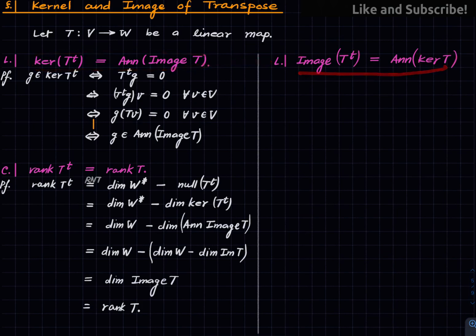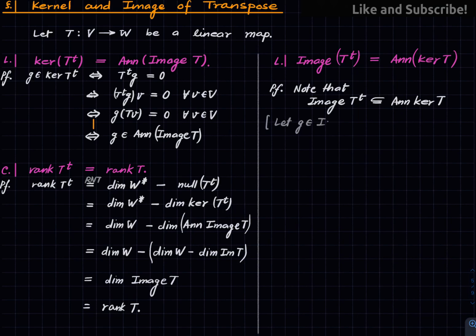So in the proof of it, first we will note that this containment holds. Right? So why is this? It's a simple deduction. You start with something in the image, and you pick something in the kernel of T. We want to show that, to establish this containment, we just need to establish that G of v is 0.